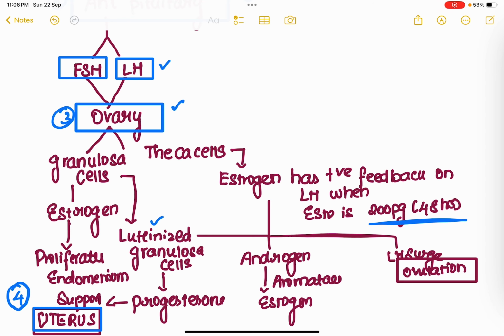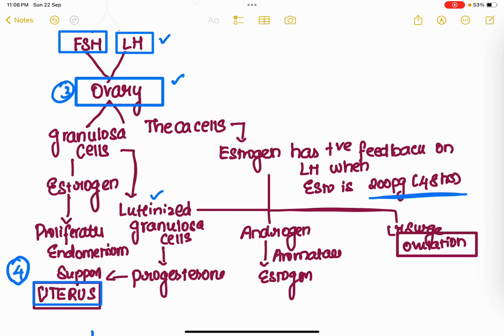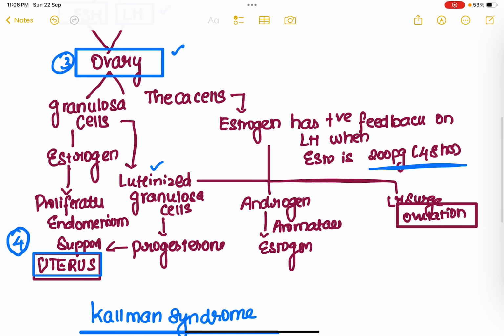Is that clear? Yes. And then when the LH surge happens, the meiotic division which is arrested in the diplotene stage of prophase will resume and ovulation is going to happen. Ovulation is the process where the primary oocyte gets converted into the secondary oocyte. Is that clear? Yes, and the follicle will get converted into the corpus luteum. So in ovulation, the primary oocyte is converted into the secondary oocyte and the corpus luteum is formed. Is that clear? So this is the normal menstrual cycle.